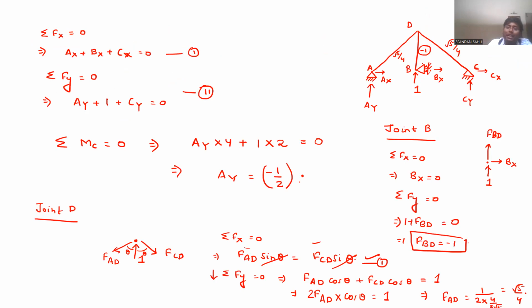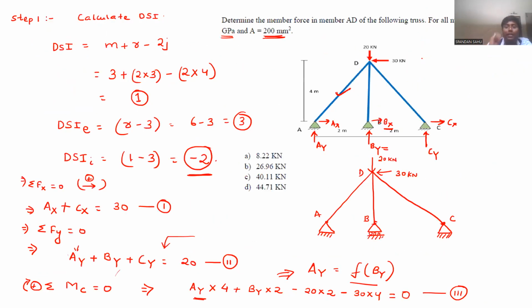Now, for this primary structure, check the main structure. This B point, if you will see, will it move in vertical direction?